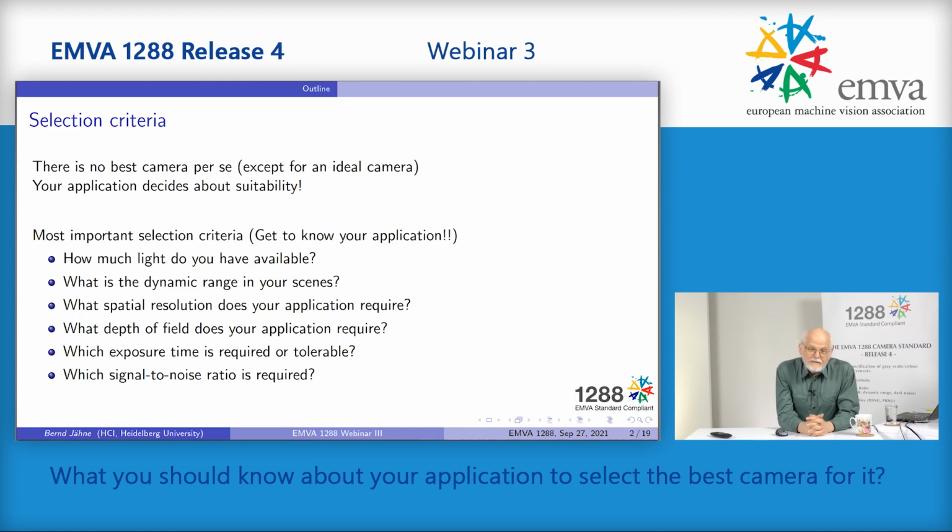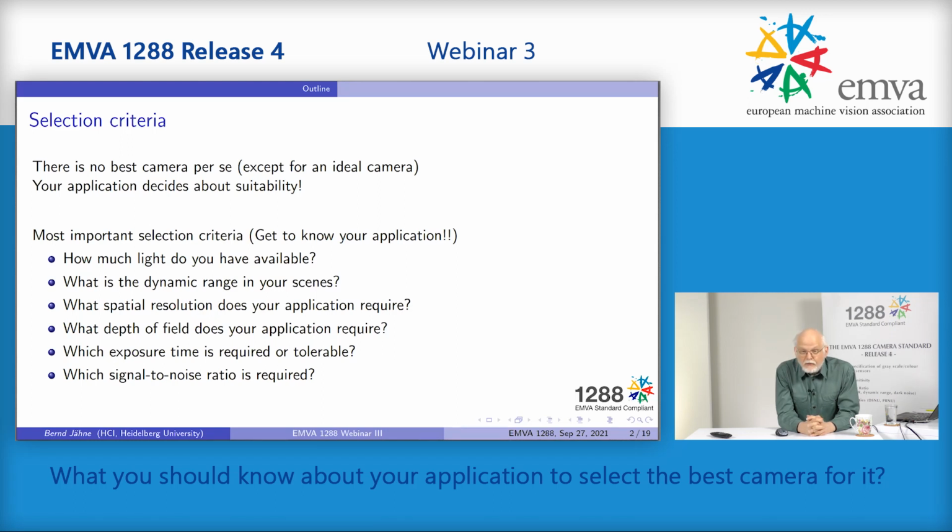Finally, what seems to be even more remote from just looking at cameras is the very simple question, what do you want to do with your images later on? The simple thing is just to look at it, but most often you apply some kind of processing. And then the interesting question is, what quality of signal?